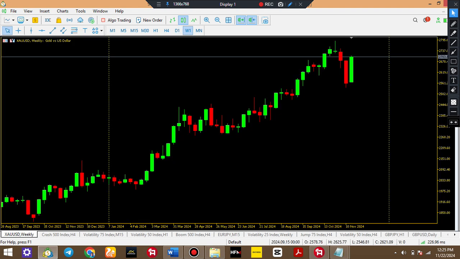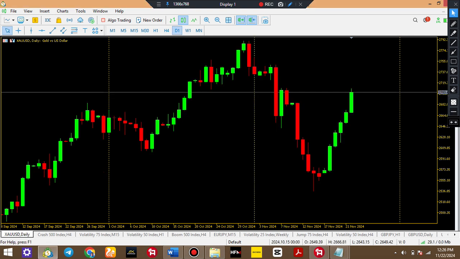Now in your weekly time frame, we can see that price has changed character from bullish to bearish, right? Price has changed character from bullish to bearish on your weekly time frame. So it means that whatever opportunity we are going to be looking for in our lower time frame is a sell opportunity. Is that clear? It's a sell opportunity. Now you come to your daily time frame. Are we having the same? Yes, we are having the same opportunity.